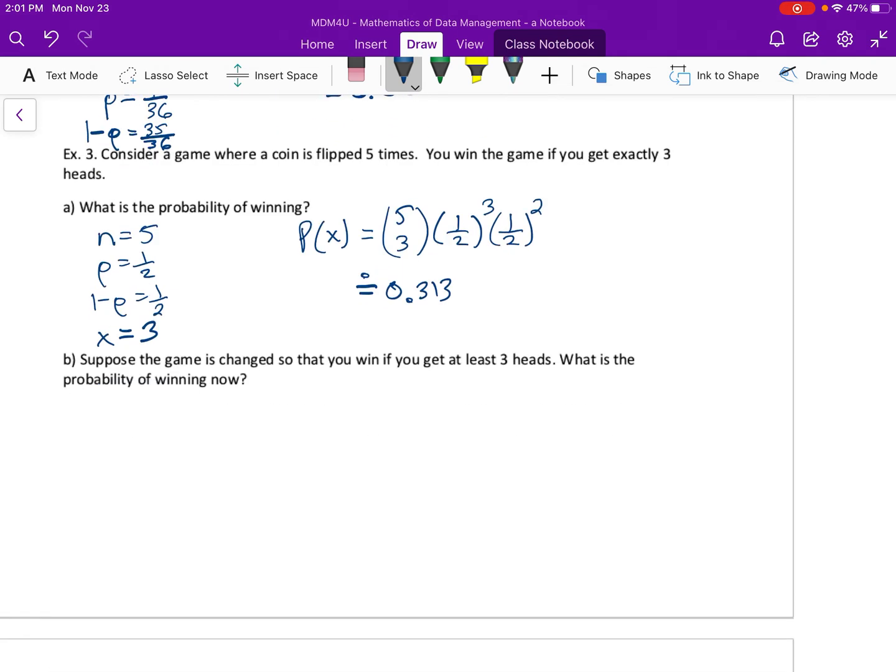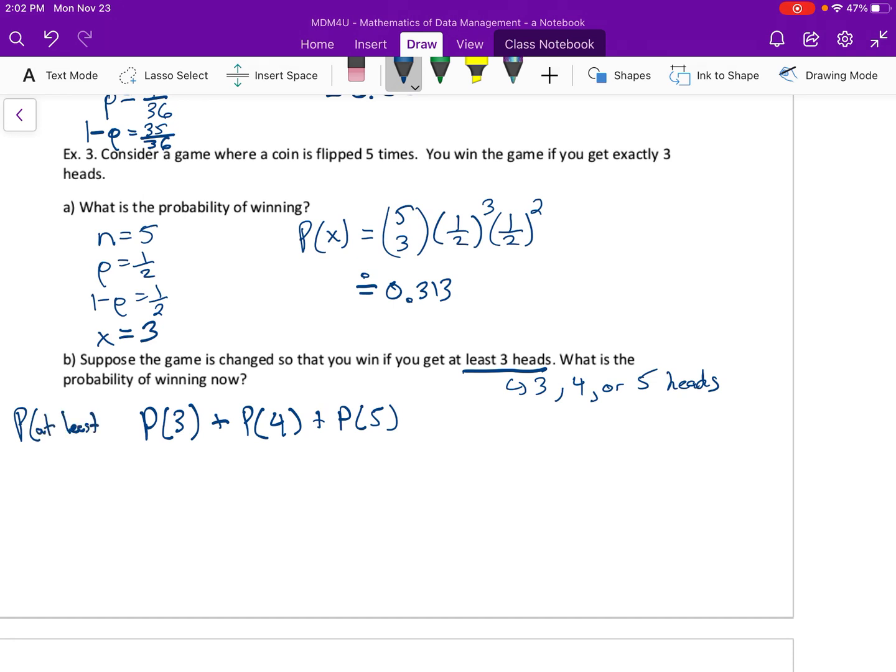So the next one's a bit trickier. It says, suppose the game is changed so that you win if you get at least 3 heads. So what's the probability of winning in this case? So at least 3 means you could have 3, 4, or 5 heads. So I have 3 different situations where I have to figure out the numbers. So I want the probability of 3 plus the probability of 4 plus the probability of 5. So the probability of at least 3 is going to be those situations added together. We just did the probability of 3, so I'm just going to put that one in. So I've got 0.313.